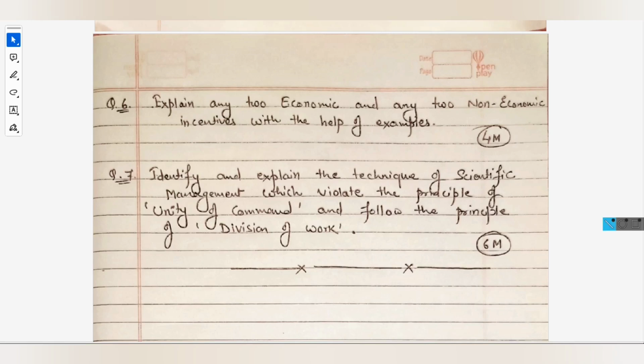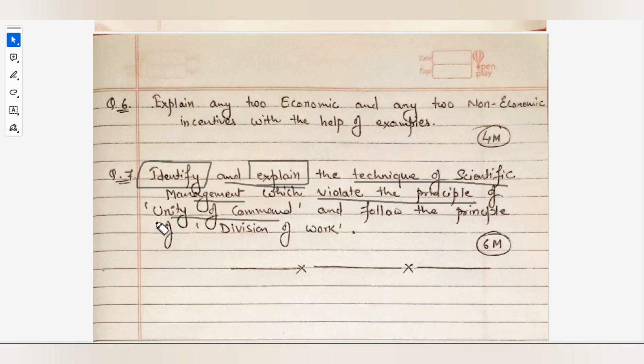Now, the last question: identify and explain. First of all, you have to identify and write down the name which has been asked, and then you also need to explain the technique of scientific management. So first of all, you need to recall the names of the various techniques which have been developed by the expert, that is FW Taylor. You need to identify and explain the technique of scientific management which violates the principle of unity of command.